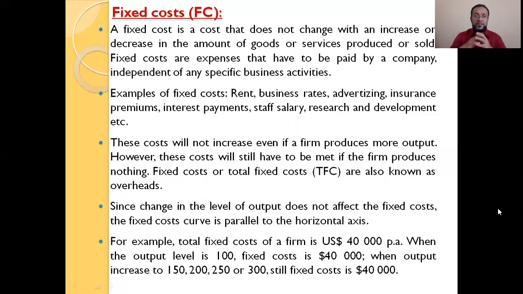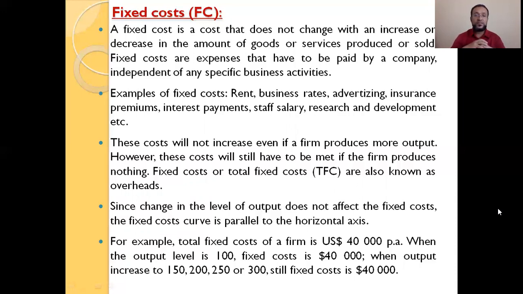All right, since a change in the level of output does not affect fixed cost, the fixed cost curve is parallel to the horizontal axis. This is also very important to understand: the reason the fixed cost curve is parallel to the horizontal axis is that it does not depend on the level of output. It is independent. All right. Now, for example, the total fixed cost of a farm is 40,000 US dollars per annum. And when the output level is 100, fixed cost is 40,000.